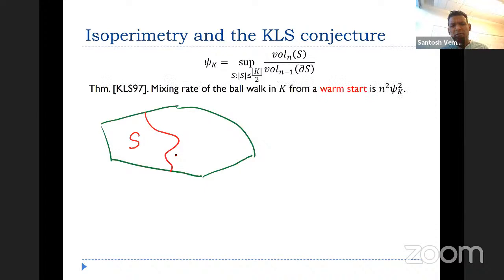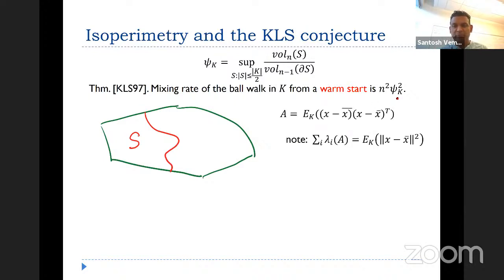Now, the reason this comes up is that it directly bounds the mixing time of the ball walk, as shown by Kannan, Lovász, and Simonovits in 97. In dimension n, the mixing time is n squared times this isoperimetric ratio squared. So the smaller the isoperimetric ratio, the faster is the ball walk. And then it becomes a good, natural question, what is the best possible bound on this isoperimetric constant, sometimes called the KLS constant.